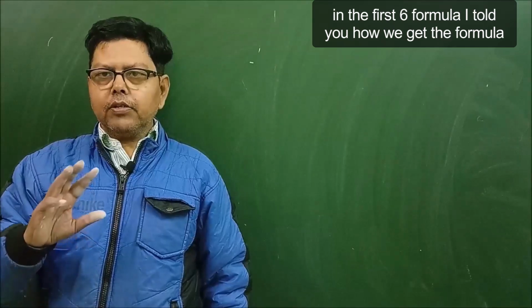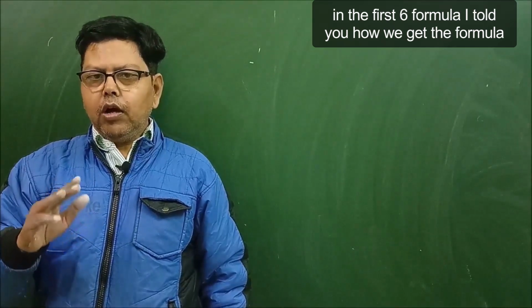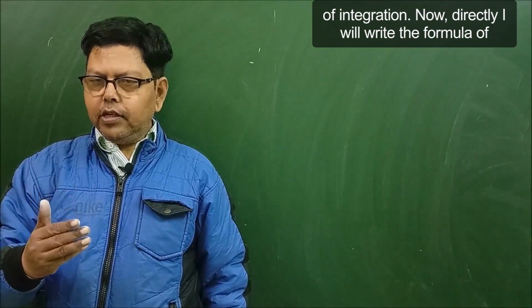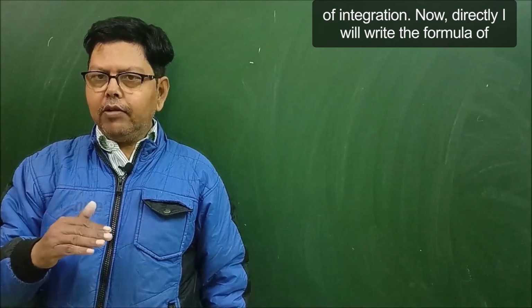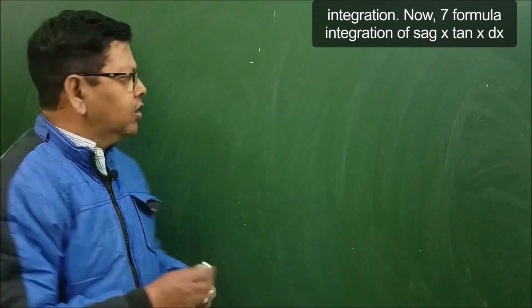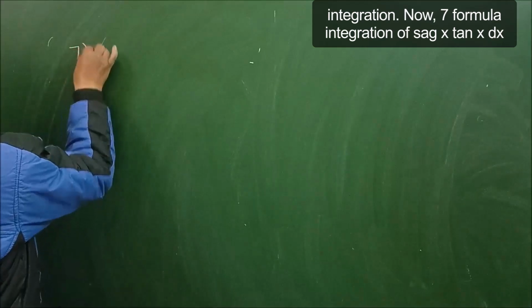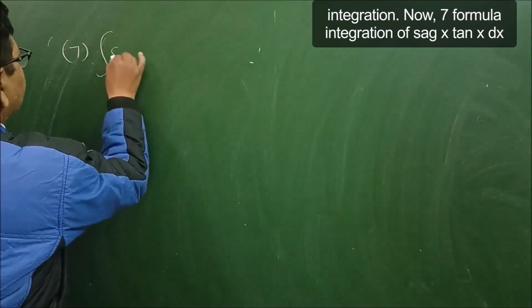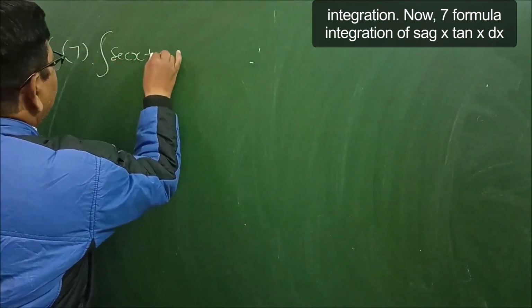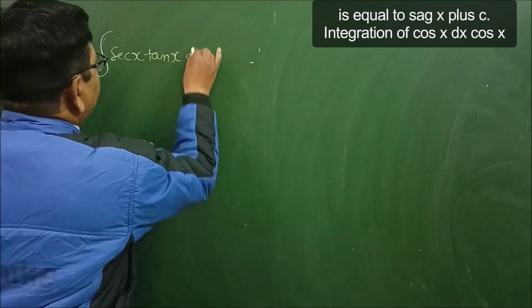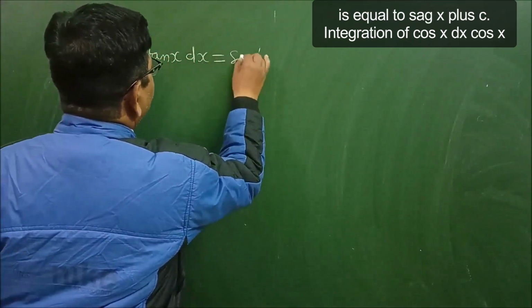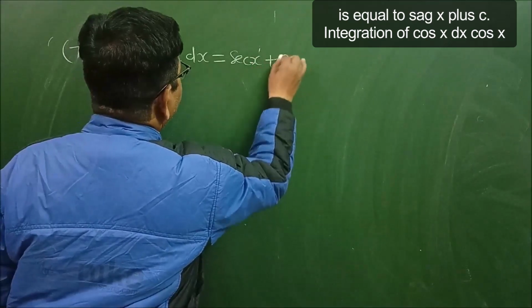So in the first 6 formulas I told you how we get the formulas of integration. Now directly I will write the formulas of integration. Now 7th formula, integration of sec x tan x dx is equal to sec x plus c.